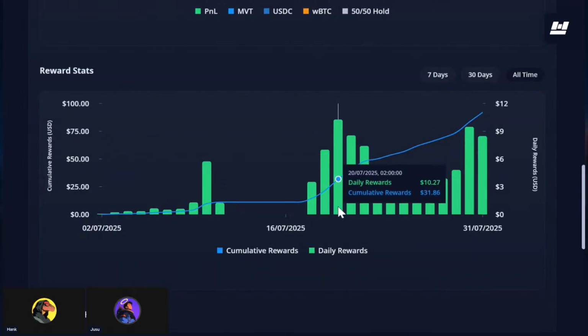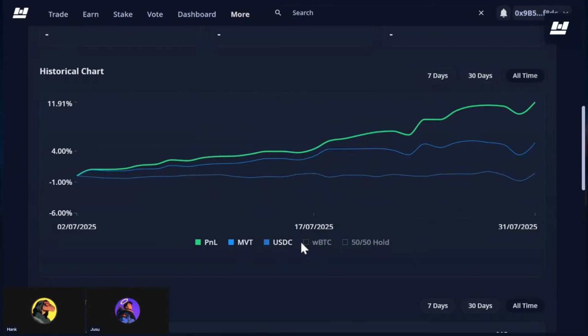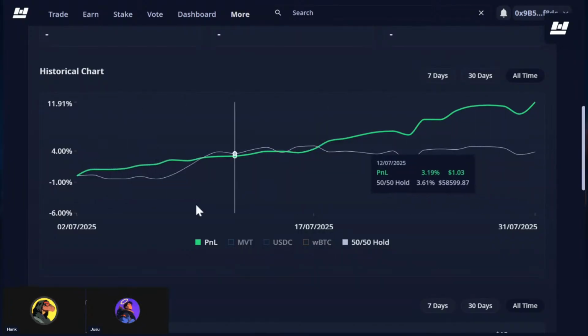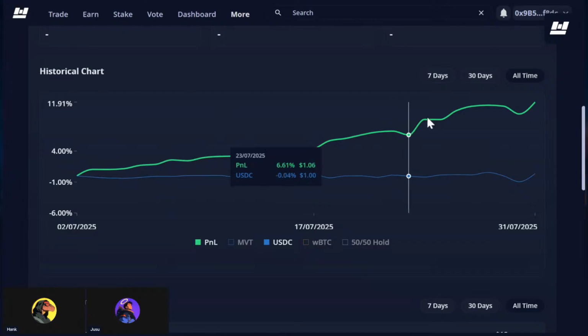Rewards. Just to add, you can click on the PNL MVT USDC to hide the lines. Wow, I didn't even know that, man. Really? Yeah, I didn't know that. This is really cool. For the stablecoin pairs, I like to hide the USDC usually. Yes, because it's always one. So you can see how's the performance against it?